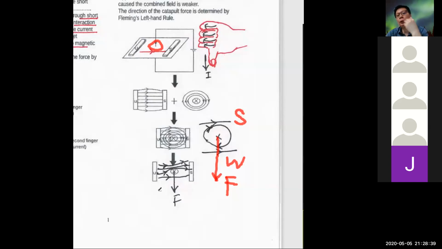Usually in the SPM, they will ask you to draw this diagram. Imagine they give you this one, they want you to draw this diagram as an answer. Draw the catapult field, the catapult field, right? And also the force. Okay? So do you understand this diagram?